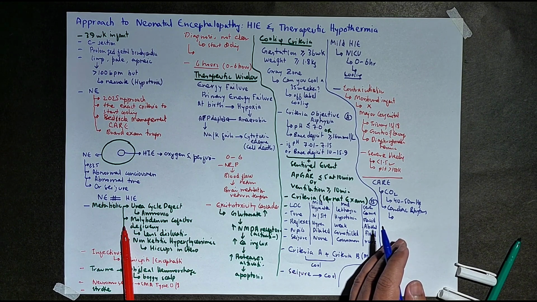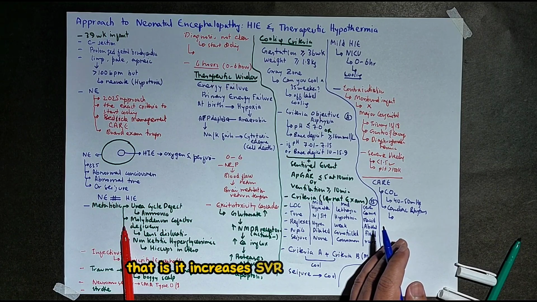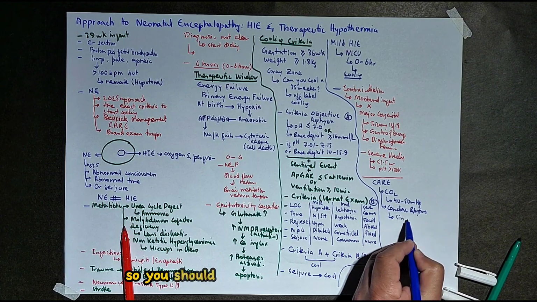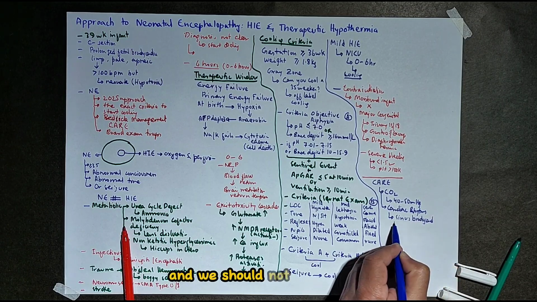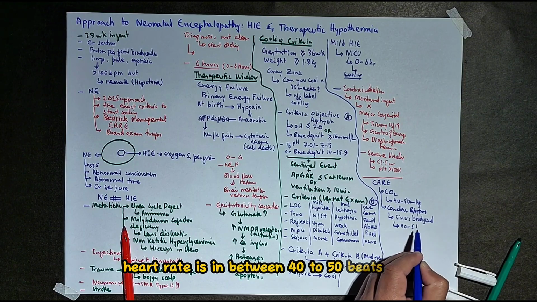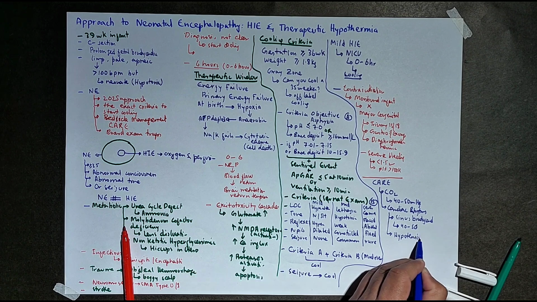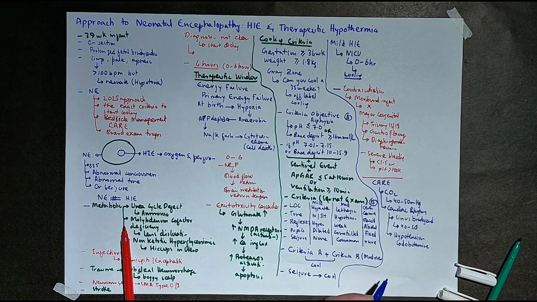One more thing, cooling causes peripheral vasoconstriction. That is, it increases SVR but decreases contractility, which can lead to hypotension. So, you should expect sinus bradycardia and we should not treat it. Heart rate is in between 40 to 50 beats per minute. And there is hypotension. And for hypotension, we use dobutamine to treat rather than just dopamine.